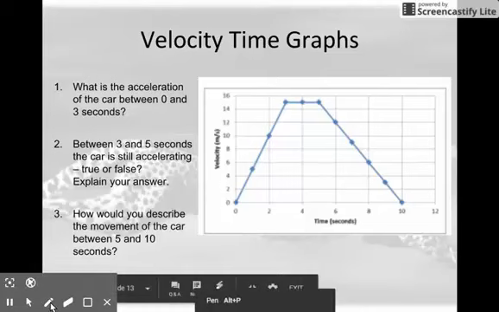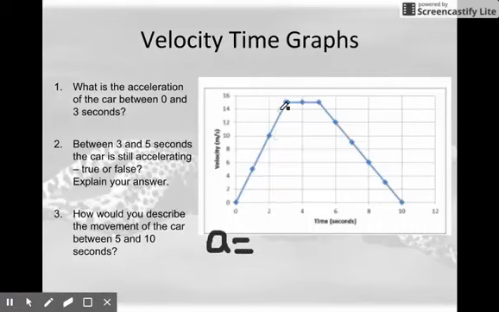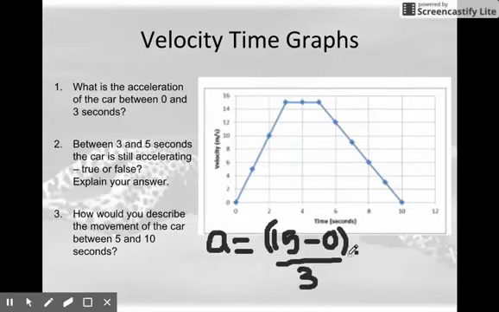Okay, so if we remember, our equation for acceleration is final minus initial. So our final speed looks to be 15 minus our initial speed for this segment. So our initial is 0. And it's taken us 3 seconds. So we're looking at the first 3 seconds. So 15 minus 0 is 15, divided by 3 would give us an acceleration of 5 meters per second squared. So we're looking at this first line here.